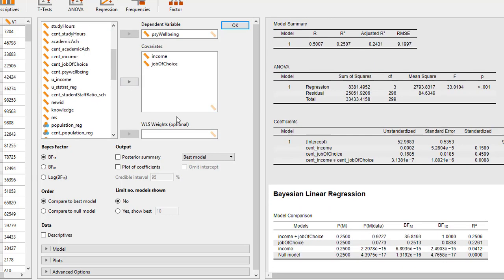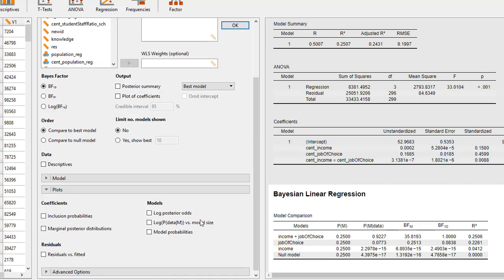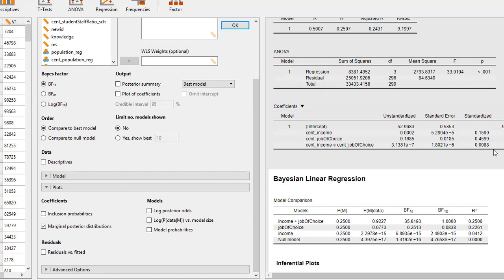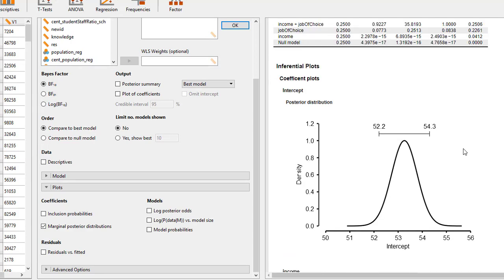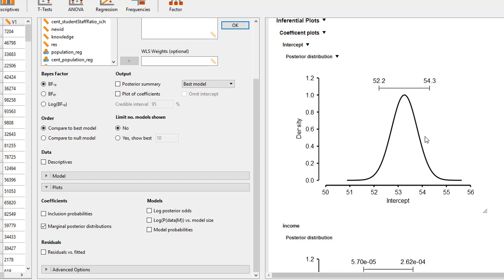Okay, so now what we have here is the Bayes factor, and we are going to use that later on for model comparison. But we can get the posterior distribution by putting here marginal posterior distributions. So here is the posterior distribution, and that's the distribution we use to estimate the parameter. So this parameter is the intercept.